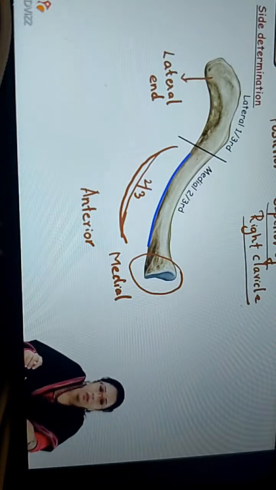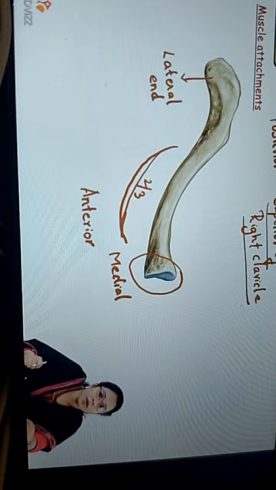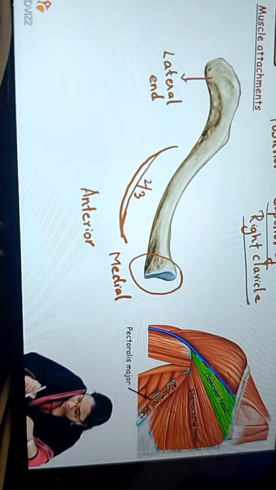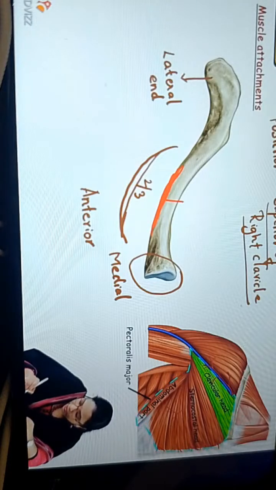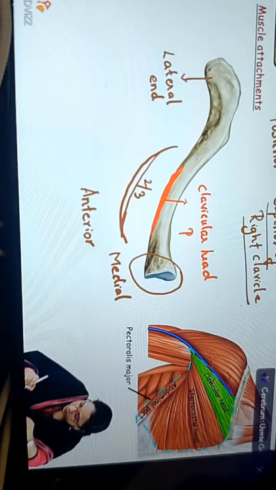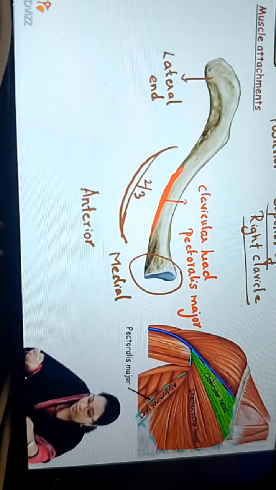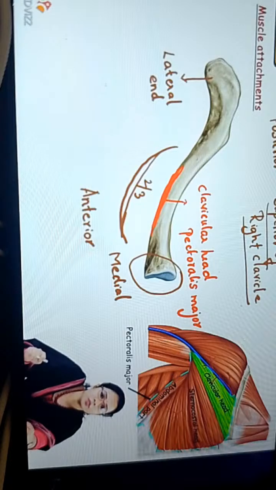Okay, let's talk about the muscle attachments. We know the medial two-thirds anterior surface is convex and provides attachment to the clavicular head of pectoralis major, which is a chest muscle. It has a clavicular head and a sternal head. So the clavicular head of pectoralis major gets origin from the medial two-thirds.